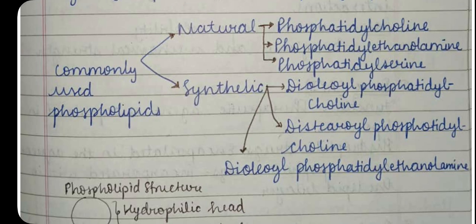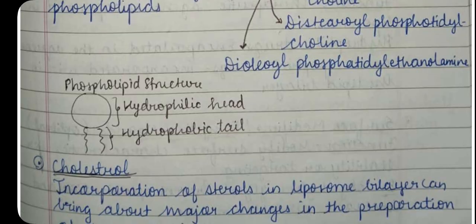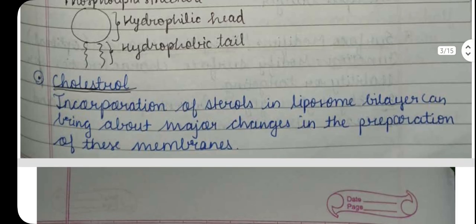In the case of the synthetic phospholipid, dioleoyl phosphatidylcholine and distearoyl phosphatidylcholine and dioleoyl phosphatidylethanolamine. This is the basic structure which I have mentioned here. This is a phospholipid structure and the hydrophilic head is there, and these are the tails which are hydrophobic in nature. Next is the cholesterol.